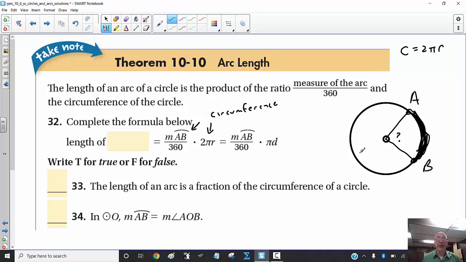Okay, so yes, the length of the arc is a fraction of the circumference of the circle, no doubt. And in circle O, the measure of the arc in degrees of AB is equal to the measure of the central angle AOB. That is absolutely true.